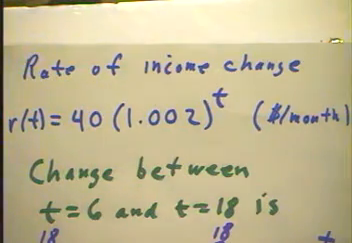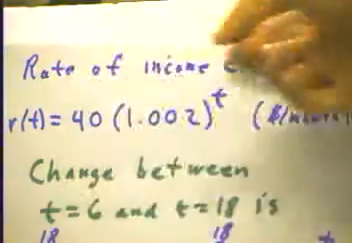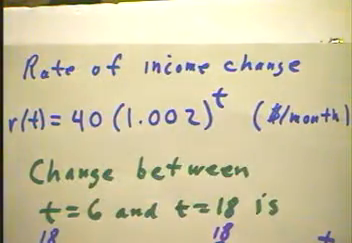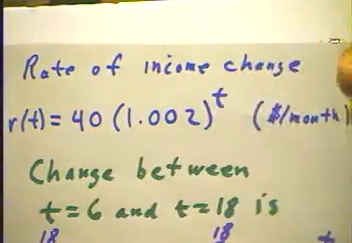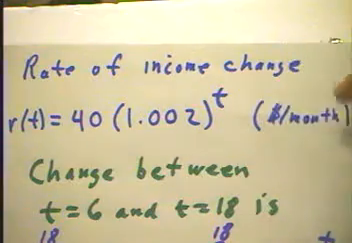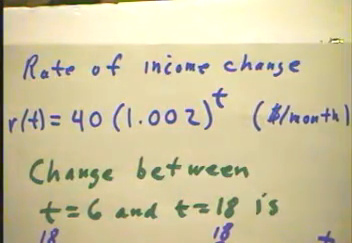Here's a problem from the text. This one's kind of directly from the text. If the rate of change of income is R of t equals 40 times 1.002 to the t, that's in dollars per month as measured from some initial time, then what's the change between two different values of t?